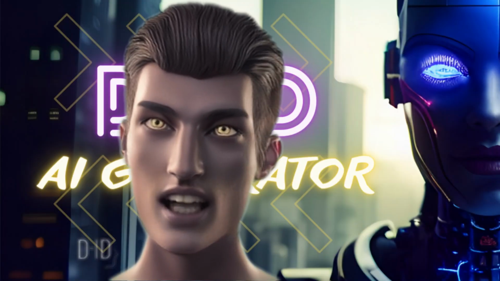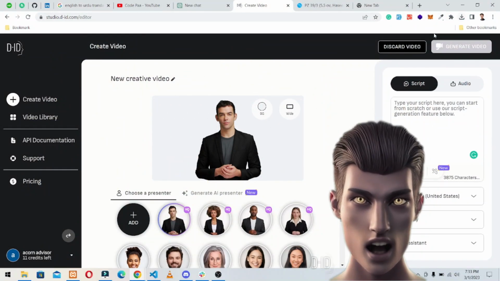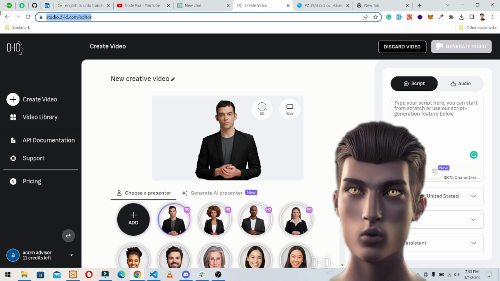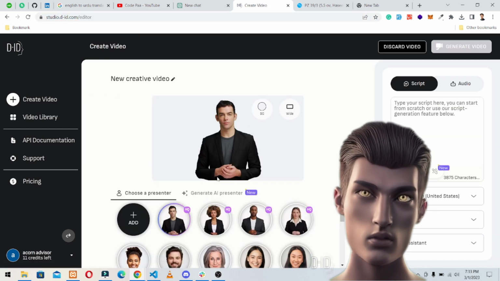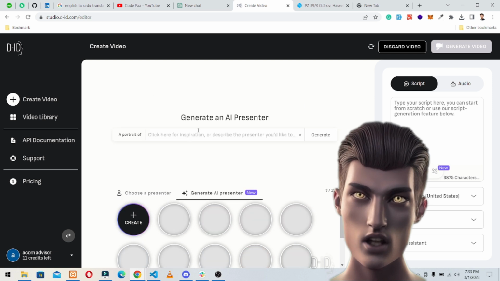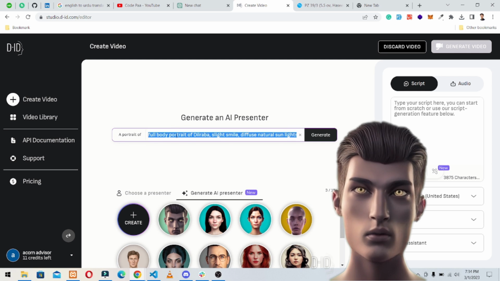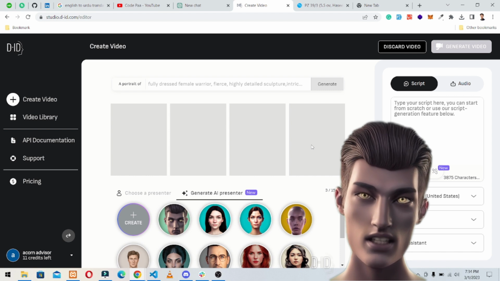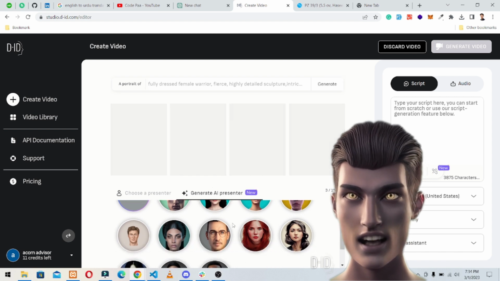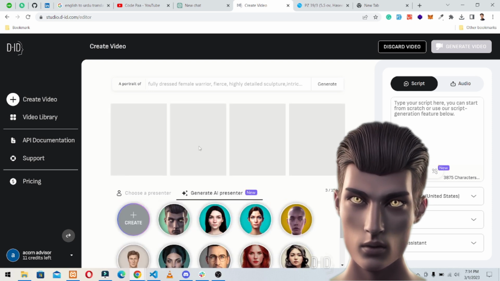Hello. D-iD, short for de-identification, AI generator is a type of artificial intelligence technology that is designed to protect personal privacy by removing or obscuring identifying features from images and videos. Specifically, D-iD AI generator can automatically alter images and videos to make it difficult or impossible for facial recognition algorithms to recognize individuals.